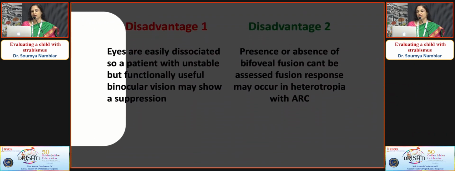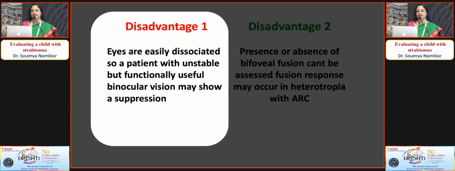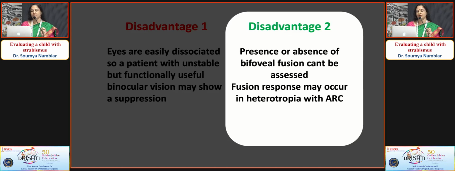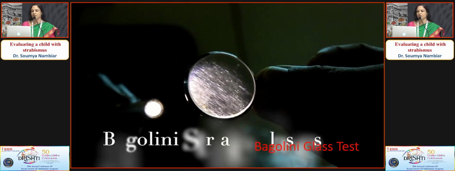A disadvantage of the Worth four dot test is that the eyes are easily dissociated in this condition. So a patient who has functionally useful binocular vision may actually show suppression when you do a Worth four dot test. Another disadvantage is that there may be bifoveal fusion even in cases of abnormal retinal correspondence.